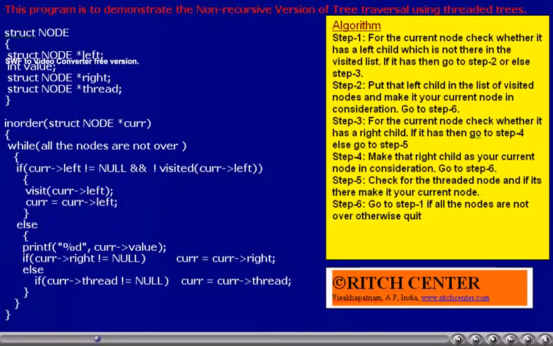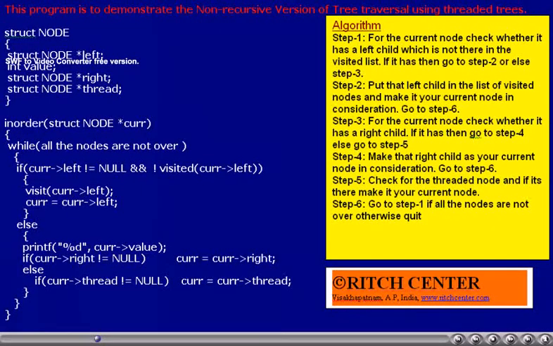The algorithm is given in the slide. Step 1. For the current node, check whether it has a left child which is not there in the visited list. If it has, then go to step 2, or else go to step 3. Step 2. Put that left child in the list of visited nodes and make it your current node in consideration. Go to step 6.